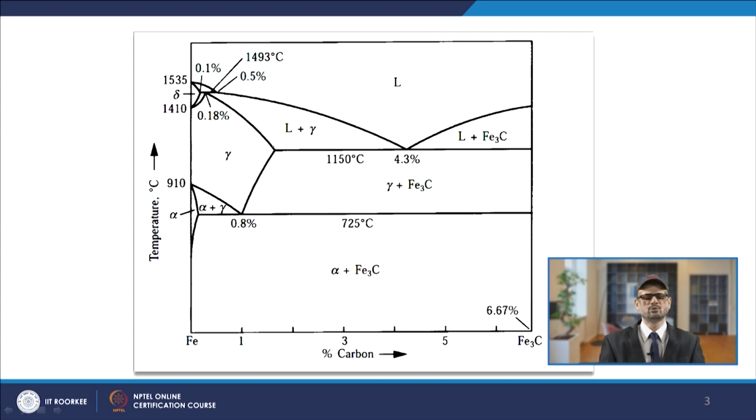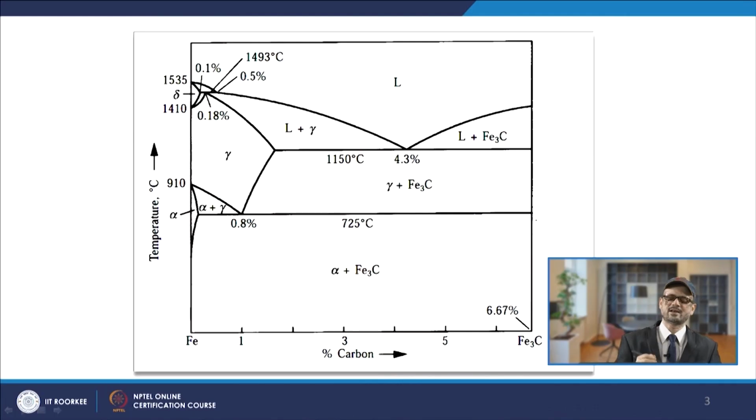Now, if you look at this iron carbon diagram, you see many kinds of invariant reactions. You have the first invariant reaction if you look in the lower temperature range. You see that this is one line, and in this case this is your alpha phase and this is your Fe3C. Again, as we have studied in phase diagrams, using the phase diagram we can see when a phase transformation is taking place.